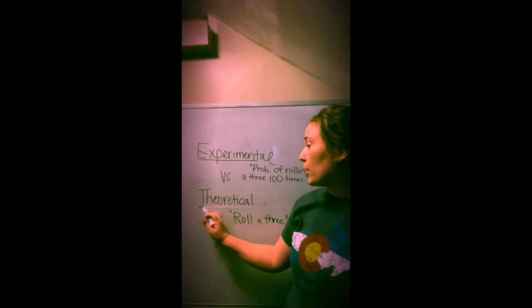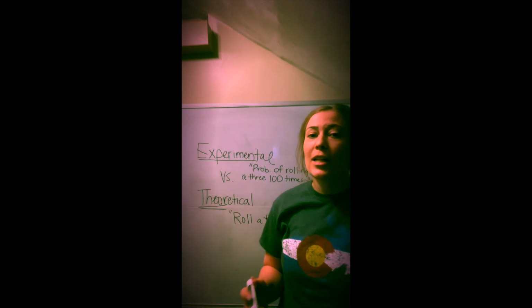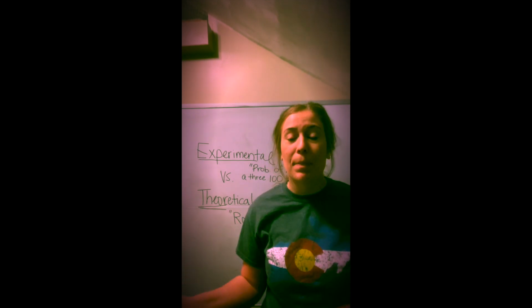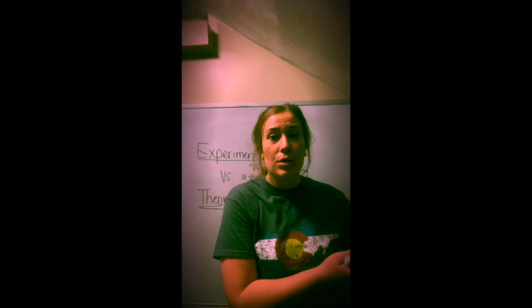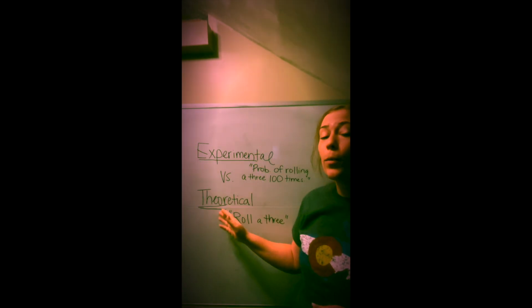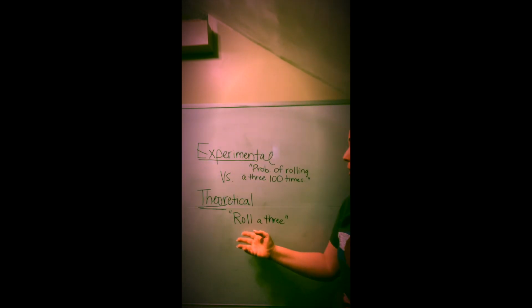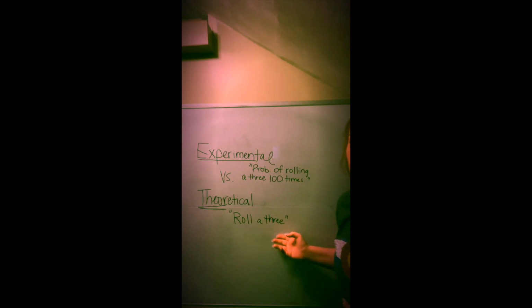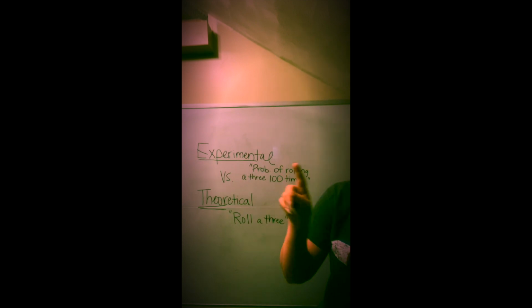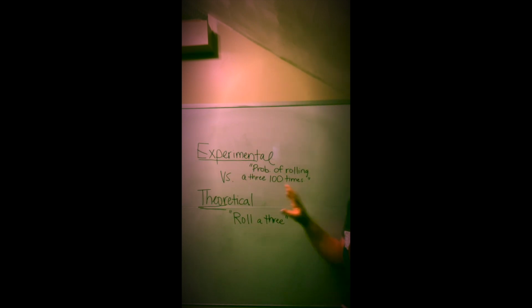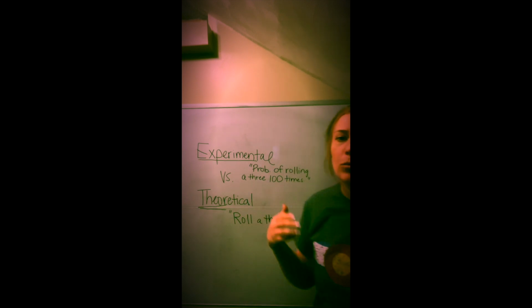Theoretical probability, the root word is theory. It's what you expect to happen based on other people's experiments. So the theoretical probability example is the probability of rolling a 3. See these two sentences, how they're different? The experimental has a certain number of times that you have to do it, and this one is just like a general statement. That's how you can identify them right away.